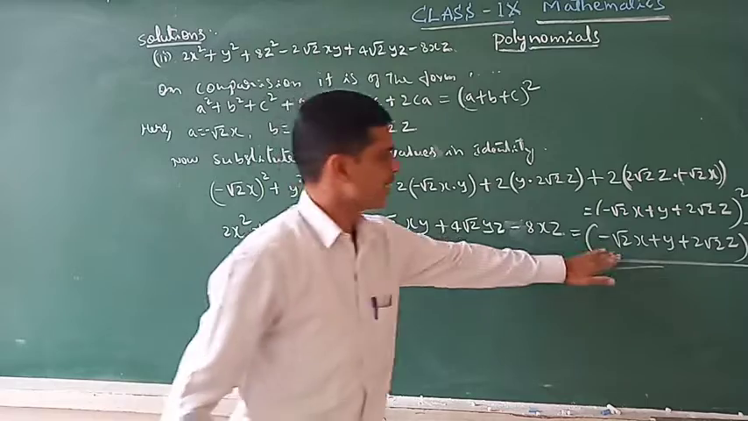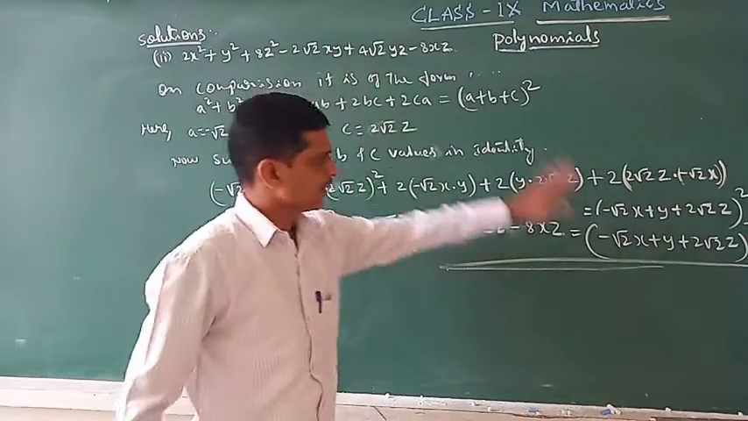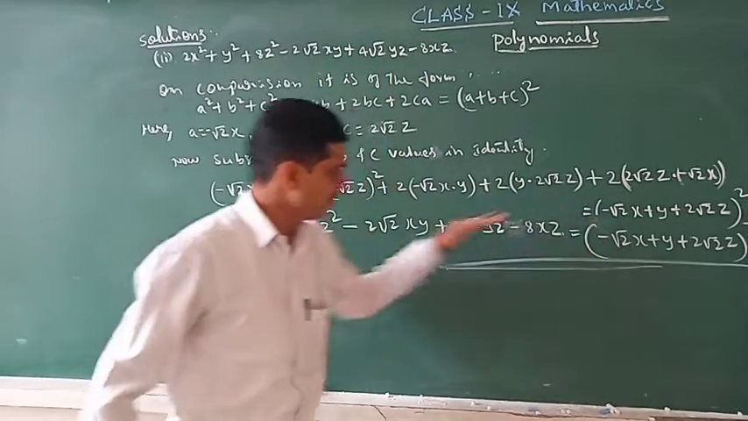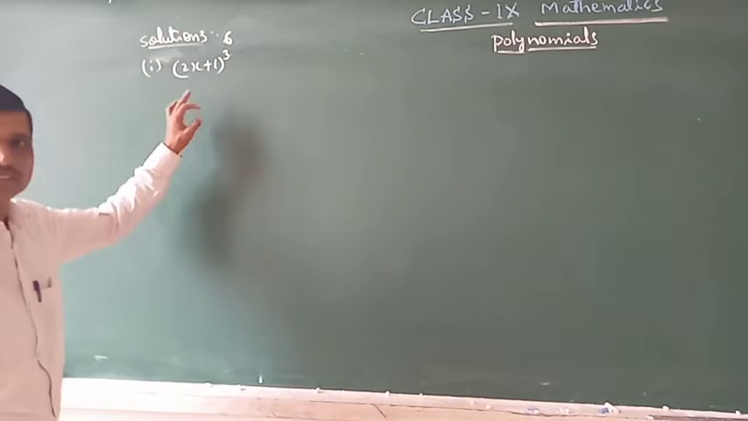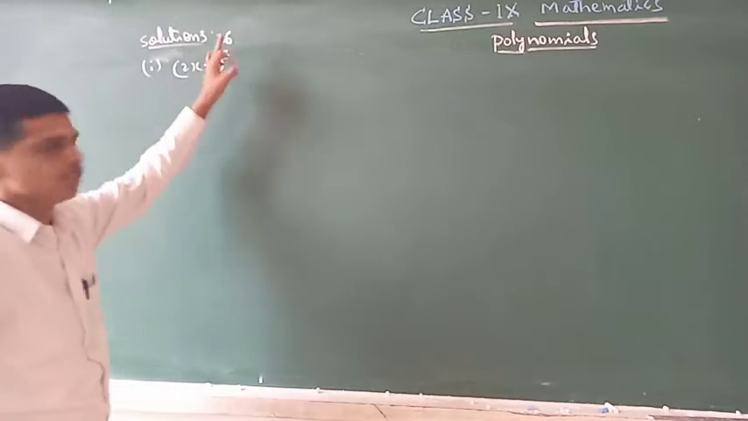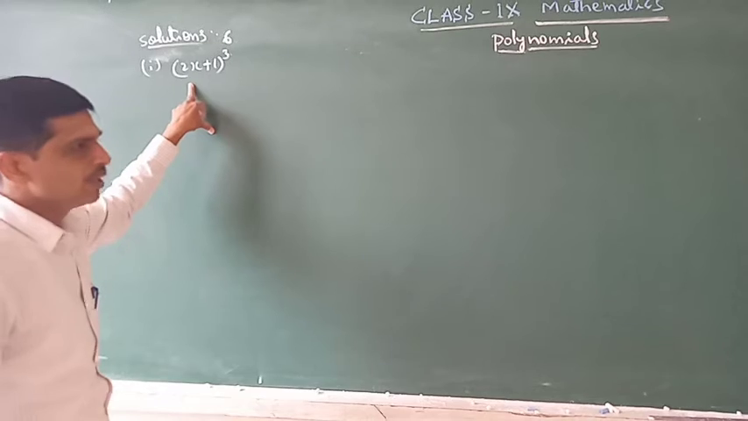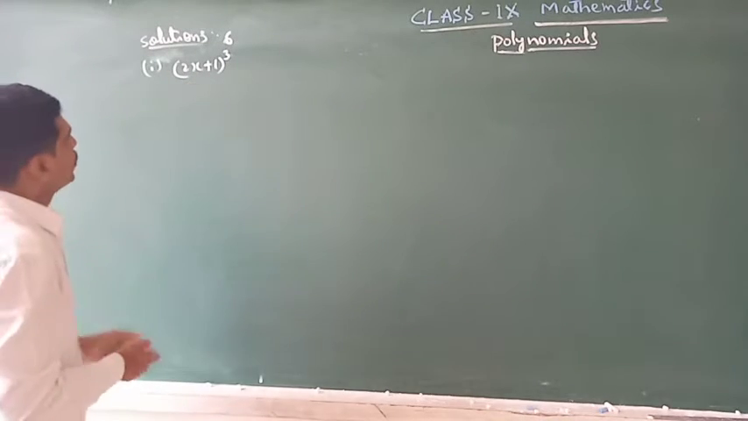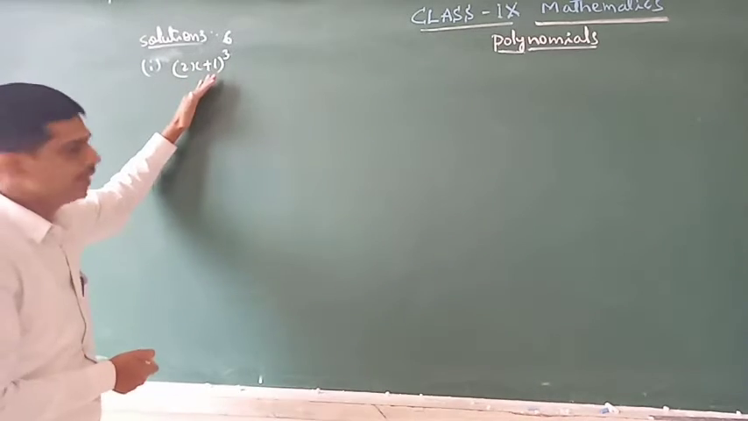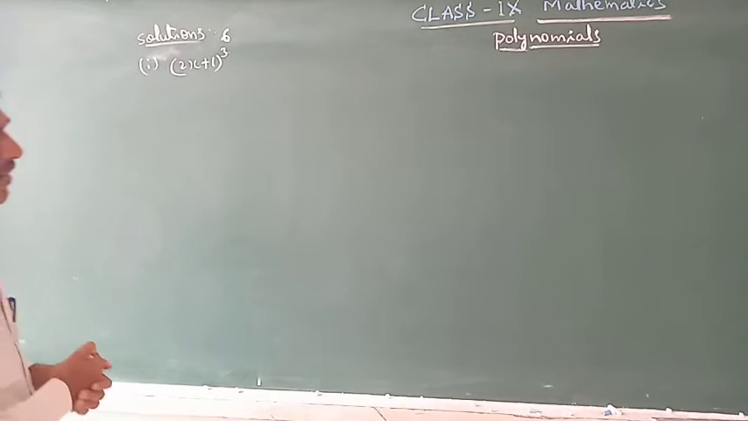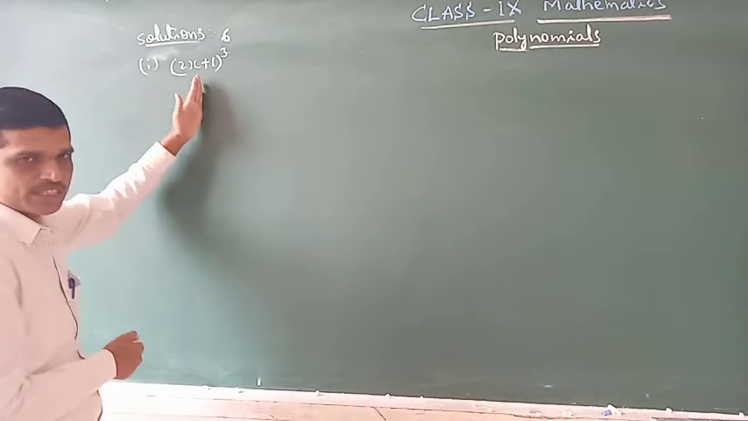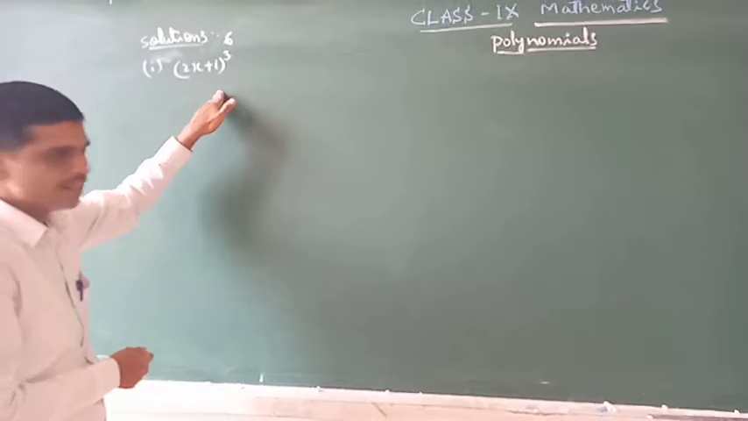From here to here, this is the last solution. We require this only. What happened is the expanded form like this, using the suitable identity. Look here. Now look at sixth main. I'm going to solve the first one of the sixth main. The question is: write the following cubes by using the identity. So expand it. Simply use the given form of identity, you can expand it.